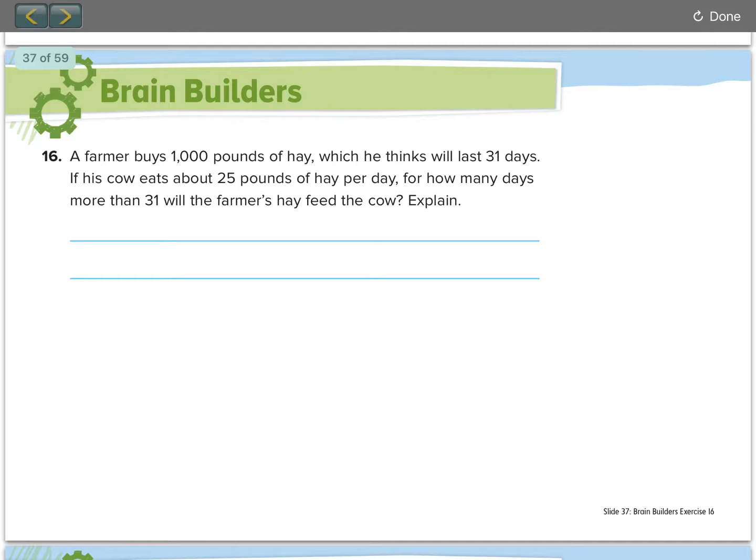A farmer buys 1,000 pounds of hay, which he thinks will last 31 days. If his cow eats about 25 pounds of hay per day, for how many days more than 31 will the hay feed the cow? Explain.